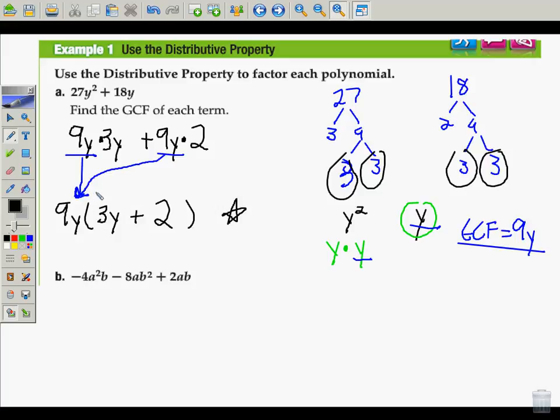And you can always check your answer. 9y times 3y, 27y squared. 9y times 2, 18y. Notice there's a plus sign here, plus sign there. It stays the same, just like when you distribute.